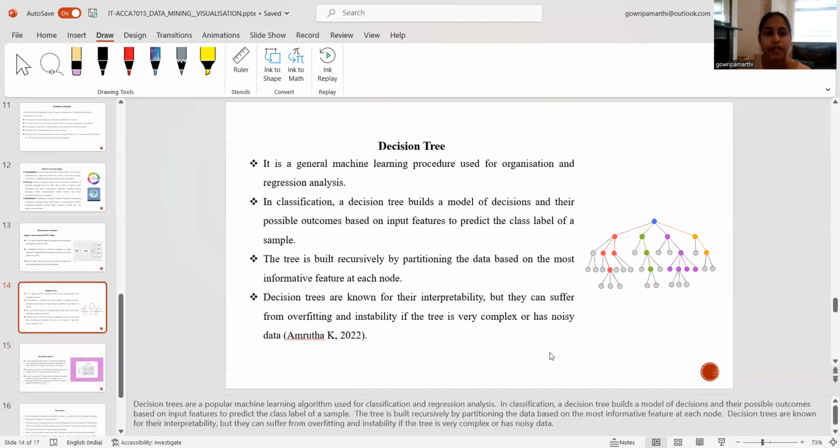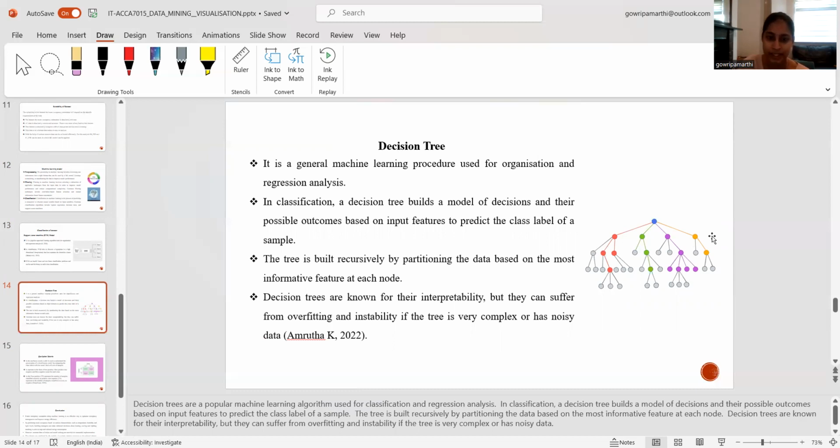Decision tree. It is a general machine learning process used for classification and regression analysis. In this classification, the decision tree builds a model of decisions and their possible outcomes. Here we have taken the main data. This will classify the data into possible outcomes based on input features and predict the class label of the sample.